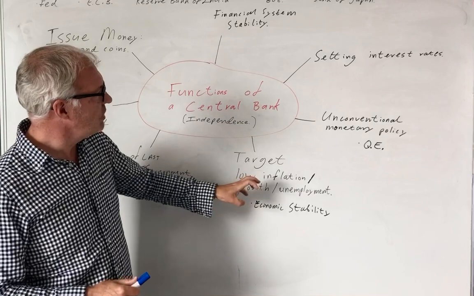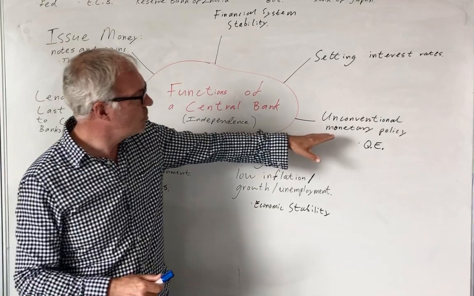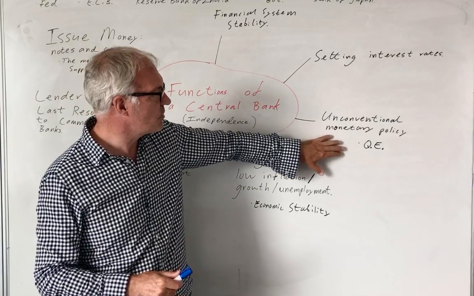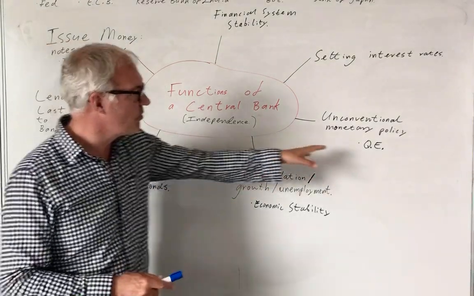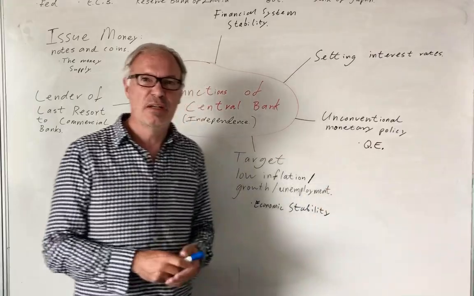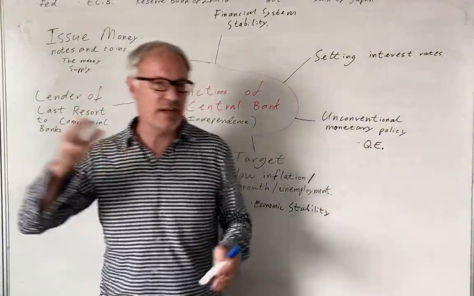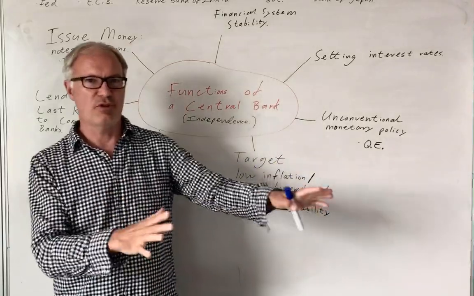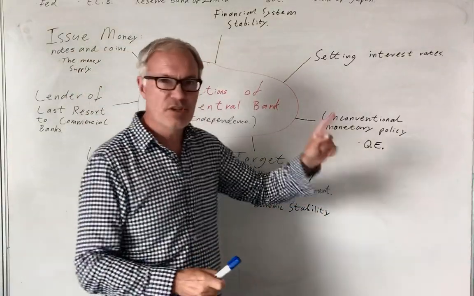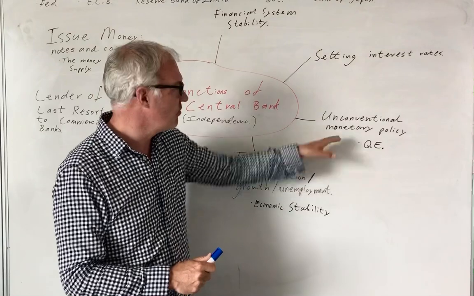To achieve that, you could use, in extraordinary circumstances, unconventional monetary policy. They're responsible for the operation of quantitative easing, which is used to encourage bank lending by commercial banks and to keep interest rates down. See the video on quantitative easing for more detail on that.